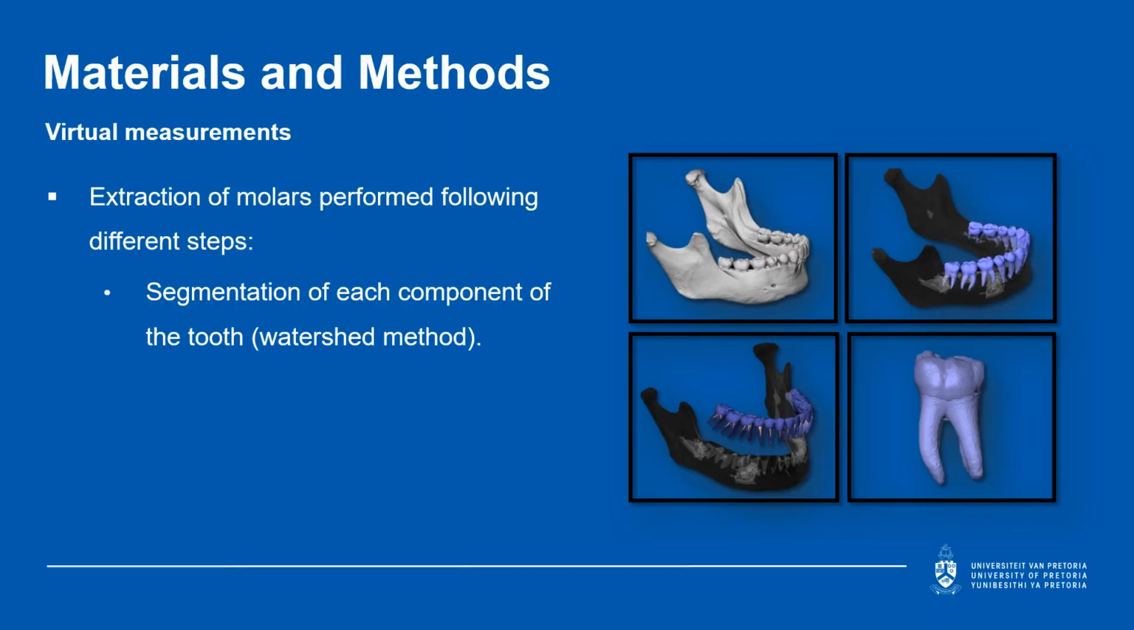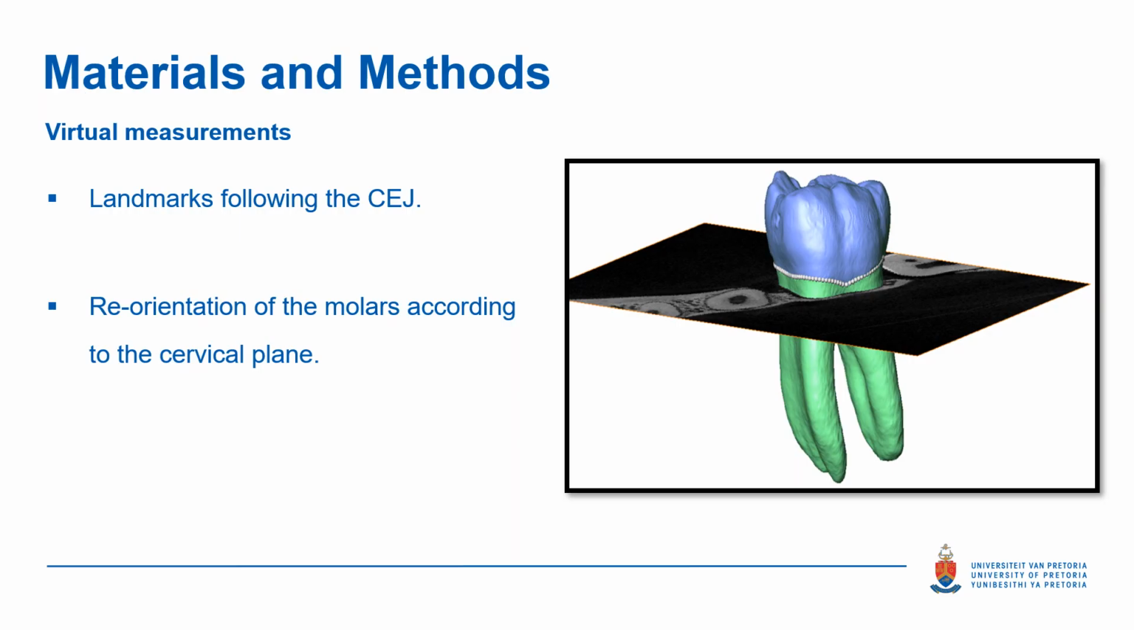Micro-CT scans of the mandibles were processed and analyzed using Avizo, an imaging software. The molars were then extracted from their data set, meaning that they were virtually extracted from the bone. Each molar was then segmented, which means that they were separated into their different components. Afterwards, the tooth was landmarked with B-splines around the CEJ from buccal to distal, distal to lingual, and then lingual to mesial. We could then reorientate the image stack according to the cervical plane, our reference plane.